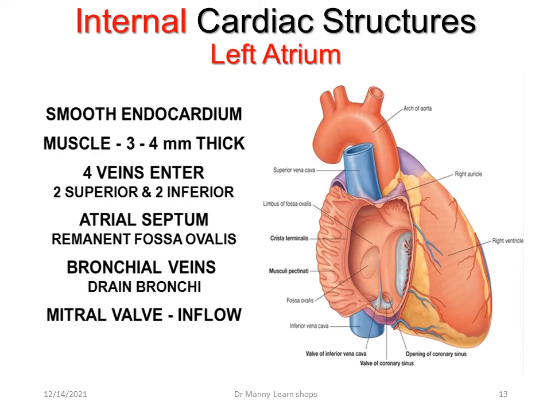Then you've got the left atrium. The left atrium receives reoxygenated blood from the lungs. The endocardium is smooth. The muscle is a little bit thicker than the right atrium, 3 to 4 times thicker, 3 to 4 millimeters. 4 veins enter here, 2 are superior and 2 are inferior. The atrial septum has the remnant fossa ovalis, which was important in the fetal circulation.